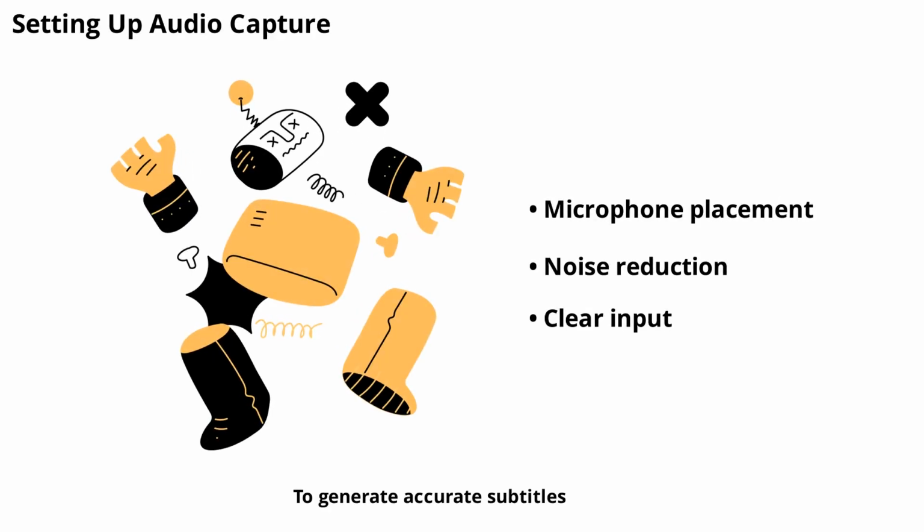To generate accurate subtitles, you need a reliable audio capture setup. Use high-quality microphones positioned close to speakers to minimize background noise. Connect the audio feed directly to your AI platform, ensuring clear input for processing. Proper audio capture is the foundation of effective real-time subtitle generation.